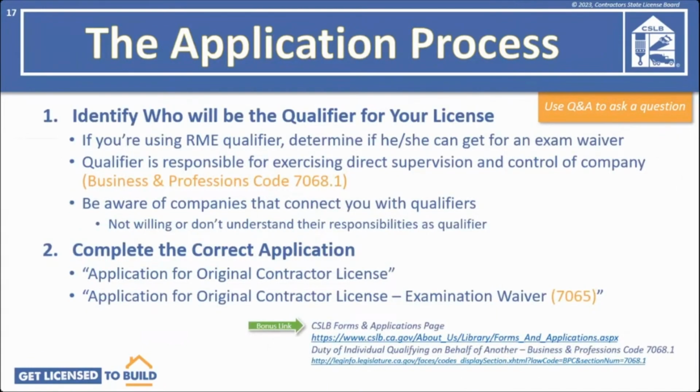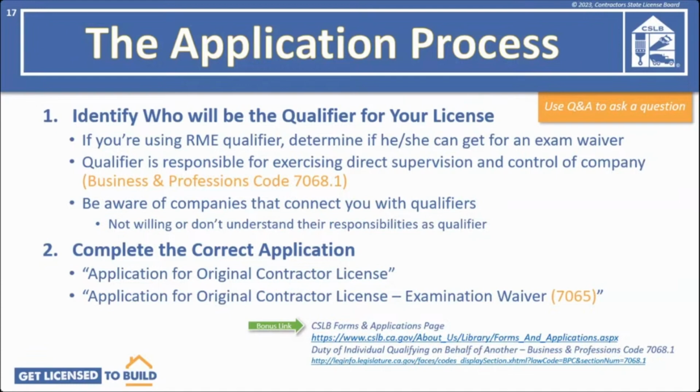Okay, now let's break down the steps of the application process. First, identify who will be the qualifier for your license. That person will be responsible for exercising direct supervision and control of the company. If you're using an RME, or a responsible managing employee, as your qualifier, determine if he or she can qualify for the exam waiver.